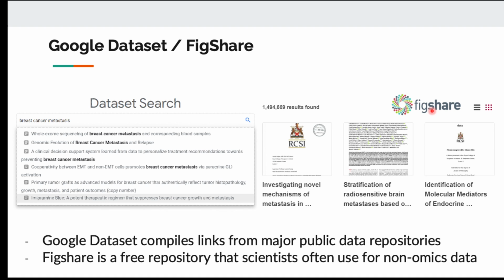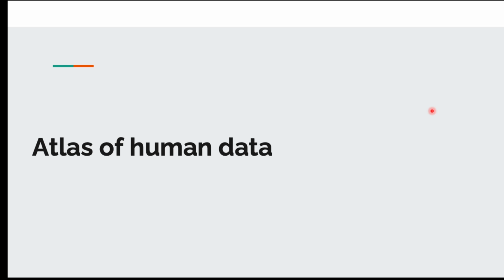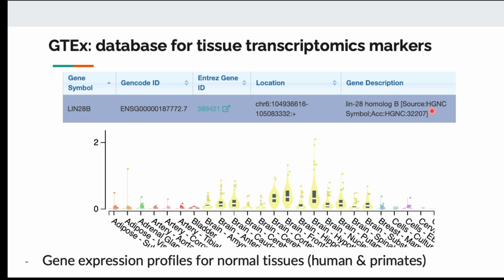The next type of resource is specific for human, because we are in medical school. So if you study omics data from human, especially gene expression, you are in luck. There are many resources that you can use. For example, the GTEx database, the Genotype-Tissue Expression database. It's a database that will show you the tissue specificity for a gene or for a transcript.